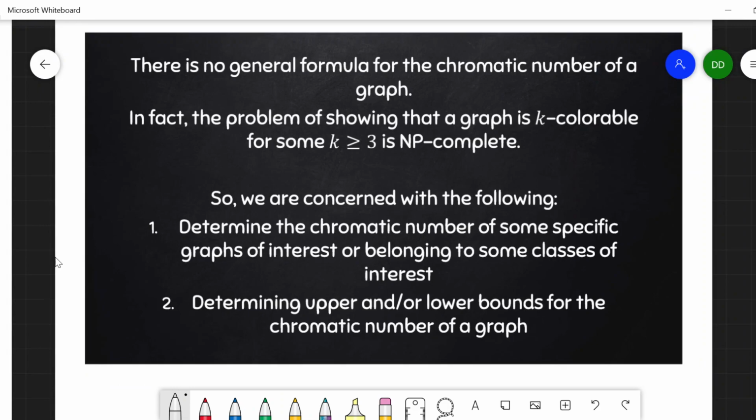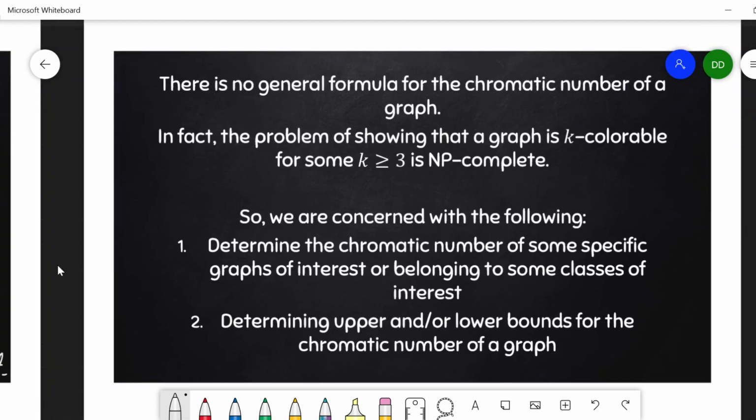So a couple notes. There's no general formula for the chromatic number of a graph. It's an NP complete problem to determine that a graph is K colorable for any K greater than or equal to 3. And so what exactly are we going to study here if it's one of these hard problems like Hamiltonian graphs? Well, think about what we studied in Hamiltonian graphs. This is a little bit different.